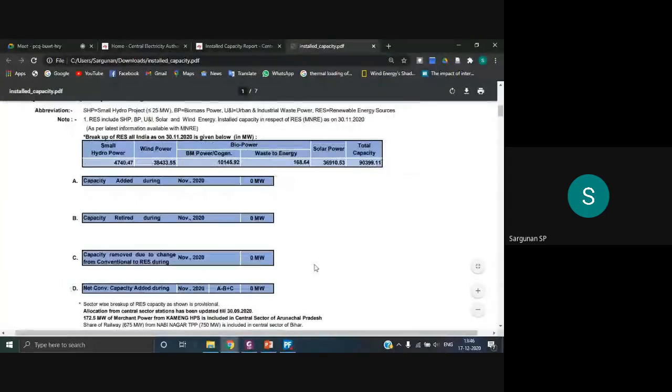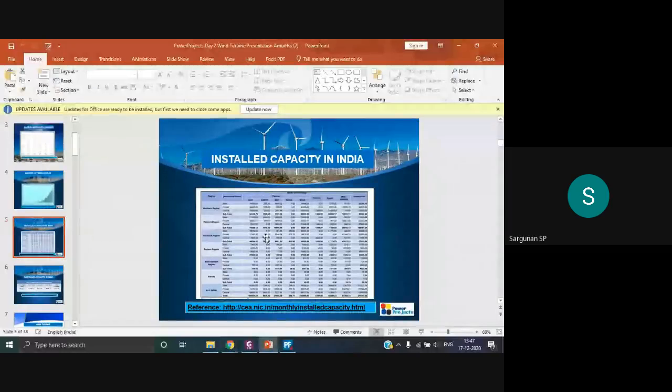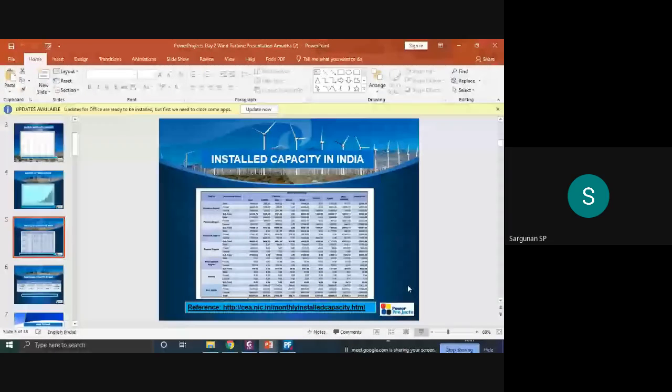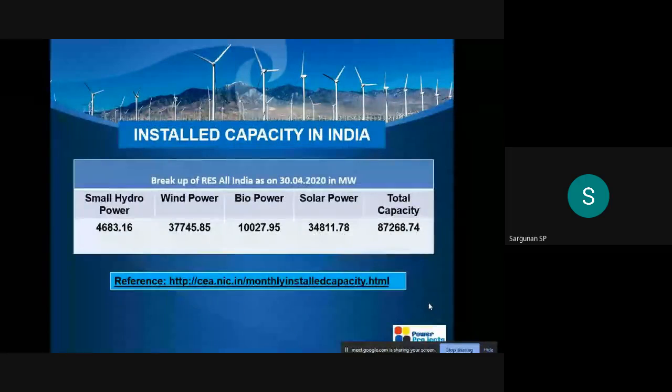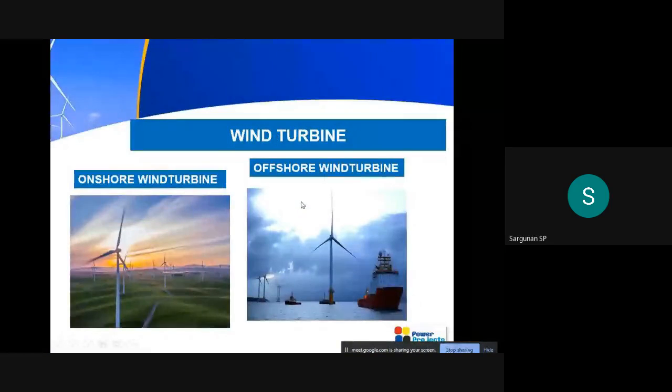So let me come back to my PPT. I hope I have explained this on the CEA website. Basically, wind turbines can be classified: they can be installed both onshore and offshore. Onshore means it will be installed on the land. If it is offshore, it will be installed in the sea areas, near the sea. The reason is that a few decades back, we knew only onshore wind turbines. There was no such thing as offshore wind turbines.